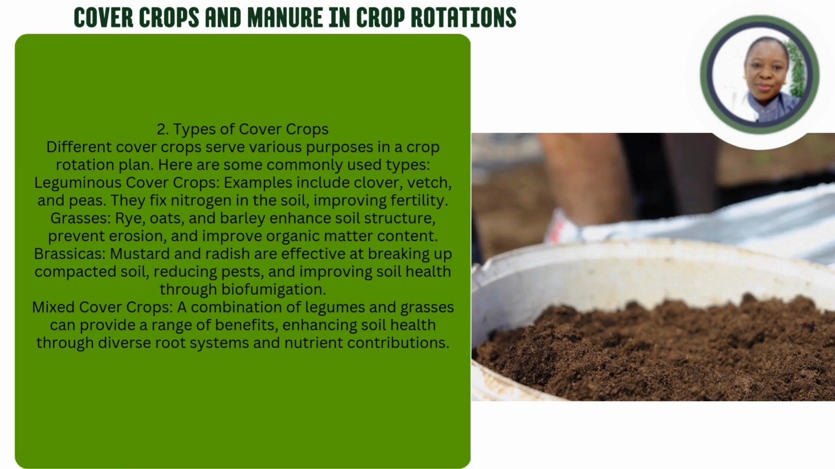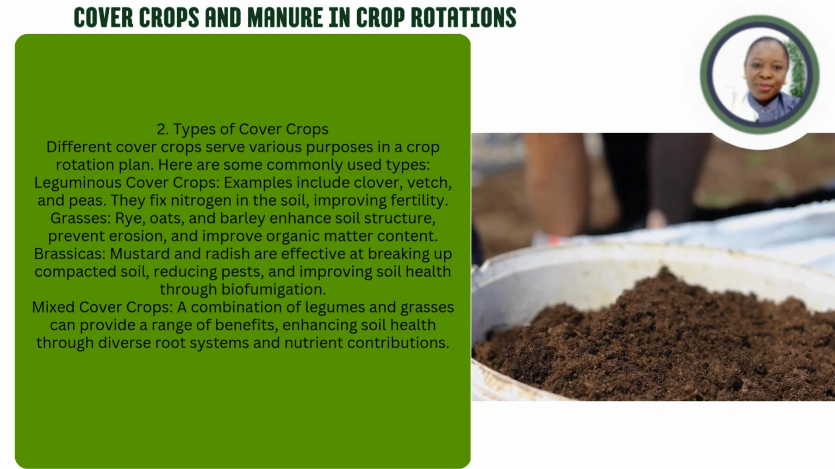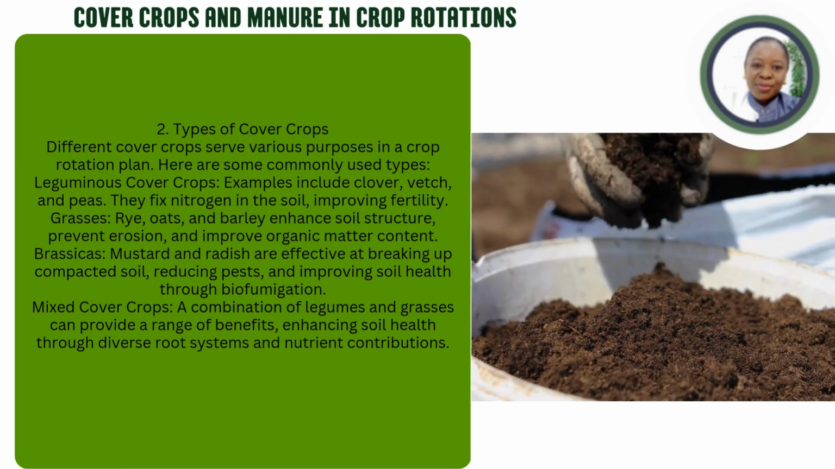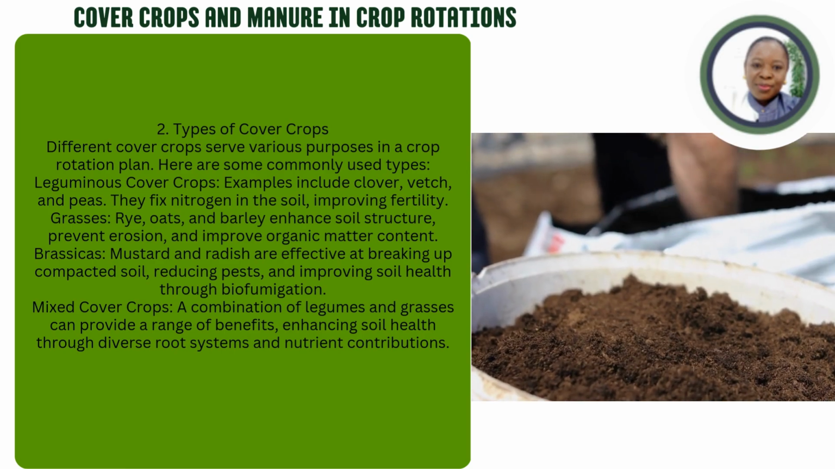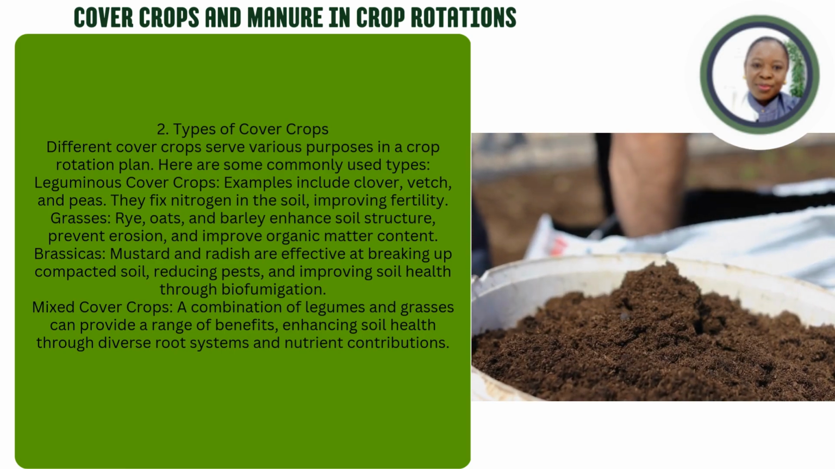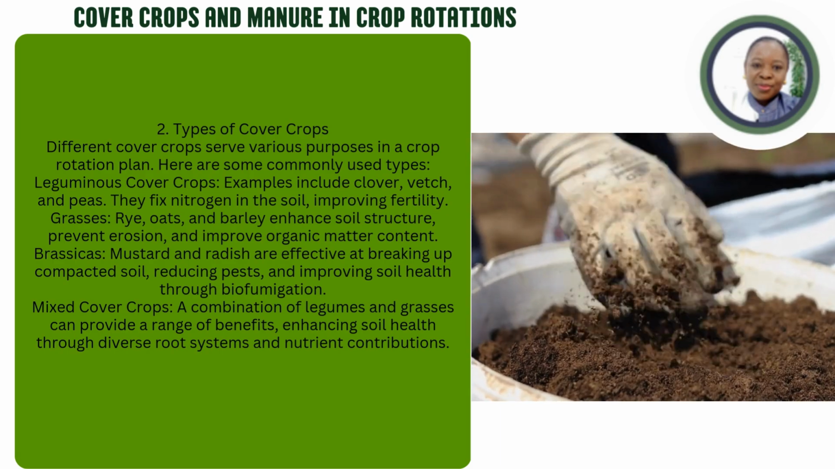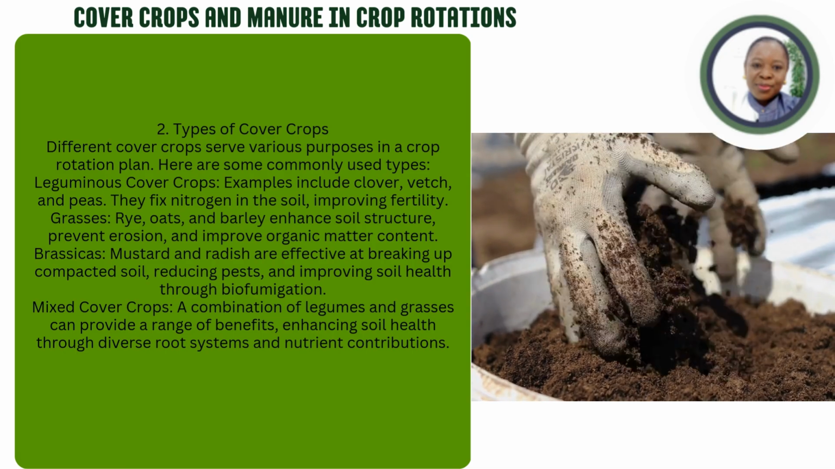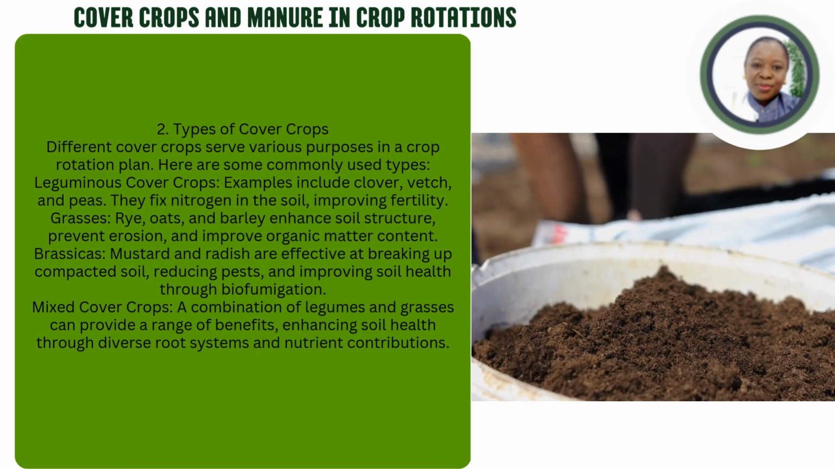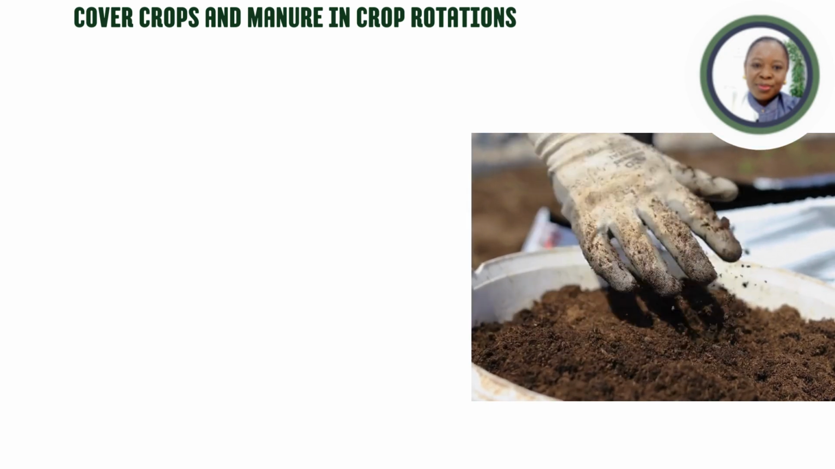Brassicas, mustard, and radish are effective at breaking up compacted soil, reducing pests, and improving soil health through biofumigation. Mixed cover crops. A combination of legumes and grasses can provide a range of benefits, enhancing soil health through diverse root systems and nutrient contributions.